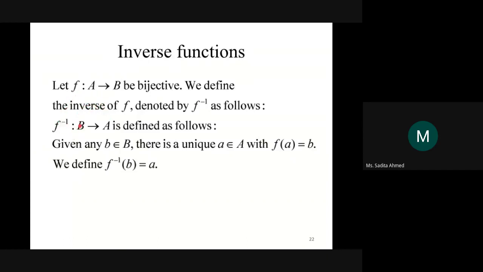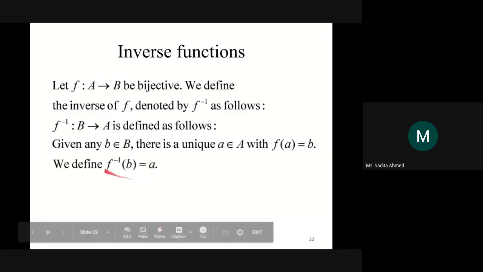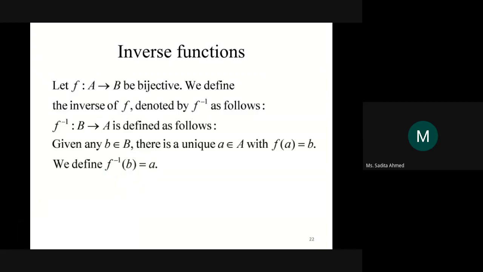f^-1 maps B to A, where for every element of B, if you apply the inverse function, you get a unique element of A. That is, f^-1(b) is equal to a. Basically, you have to be able to retrieve the pre-image from the image, sorry, using the inverse function.